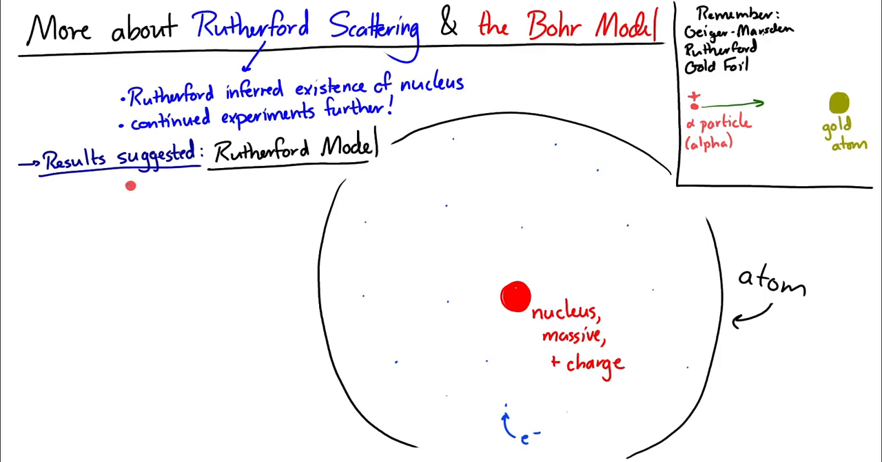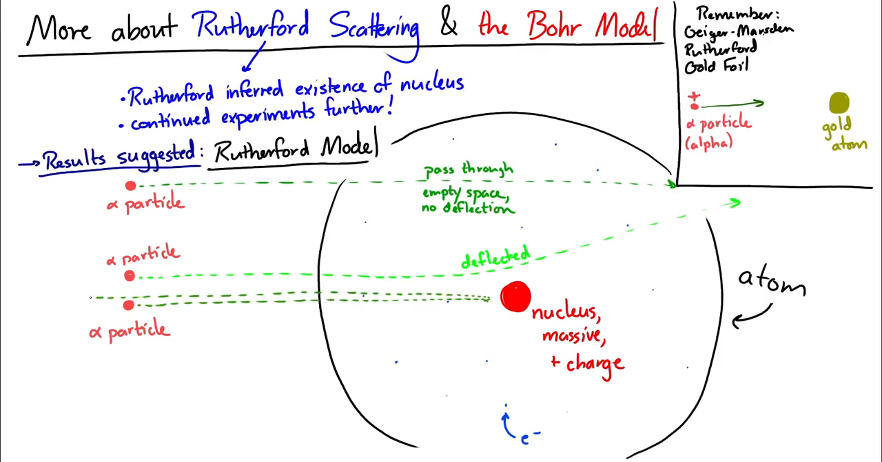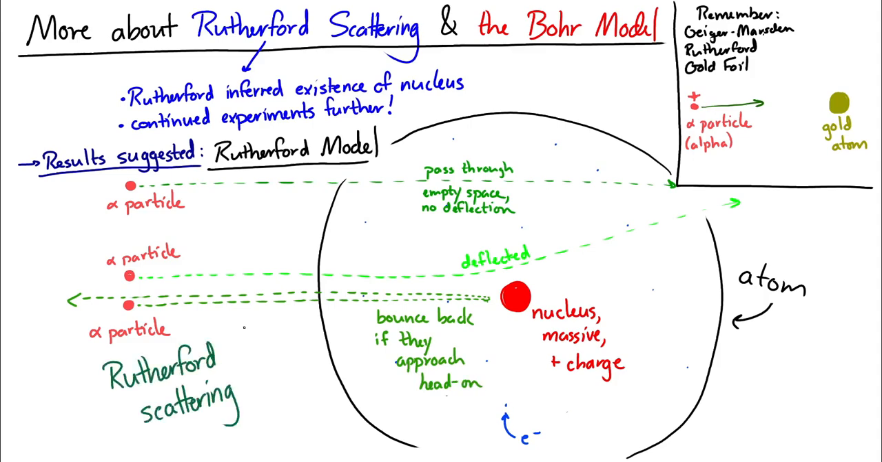If they pass through the outer part of the atom, they essentially pass through nothingness, empty space, and so they just pass straight through. If they pass close to the nucleus, they get deflected, like that. And if they approach head-on, they approach the nucleus, and then they bounce back the way they came. And the behavior of alpha particles in this way is called Rutherford scattering.